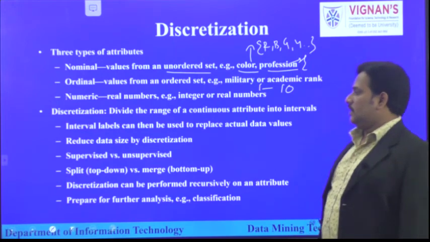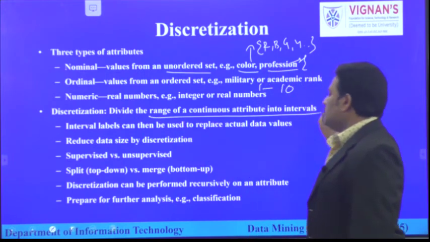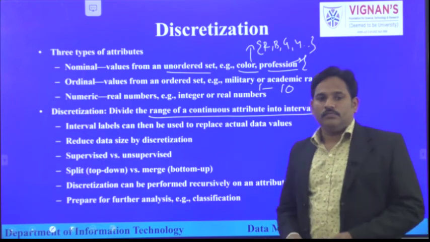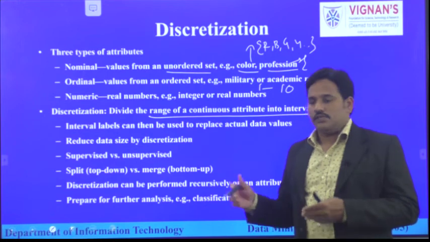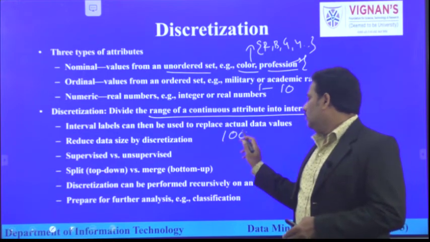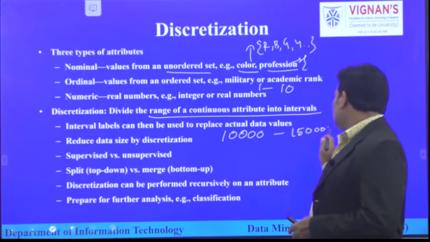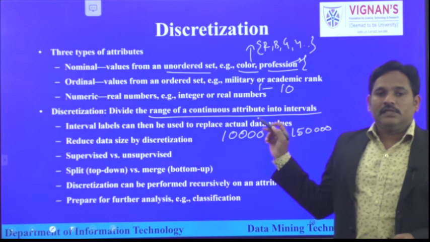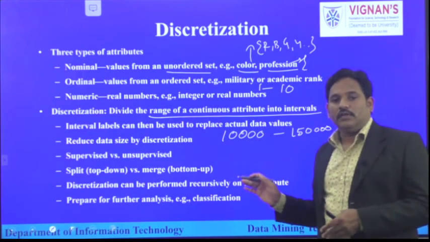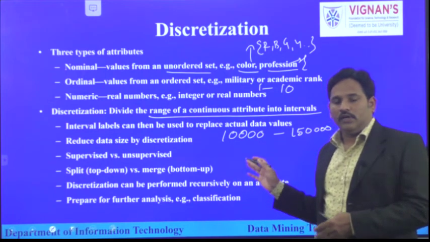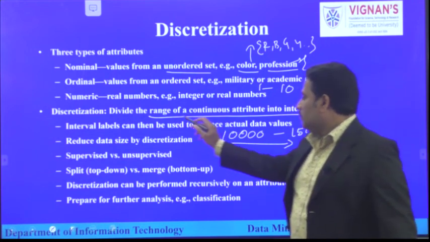Now what is discretization here? Here we are going to divide the range of continuous attributes into intervals. Let us assume we have salary from 10,000 to 1,50,000 as the highest value. So there is a continuity in this. Instead of taking the entire range, let us divide it into smaller subsets like 10k to 20k one group, 21k to 40k another group. Like this we can subdivide. That is the meaning here.